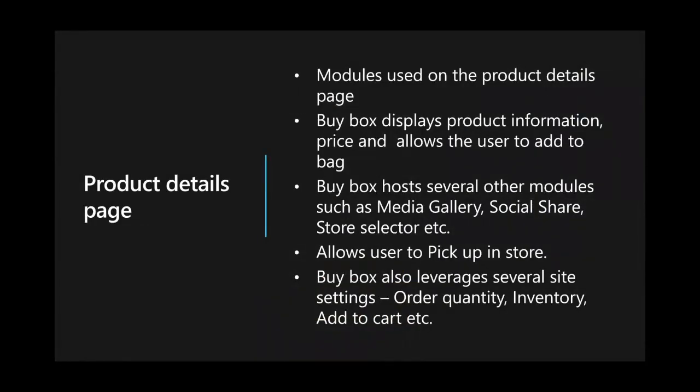The next is the product details page. We actually walked through the product details page in our demo. For all the modules that are allowed on a product details page, you have a buy box, which is the most important module, where all the product information, price, and the add to bag actions are supported. Other modules such as media gallery, social share, store selector, and text block are also supported in the buy box.